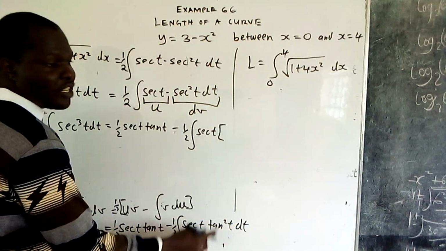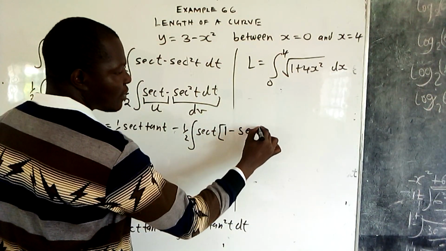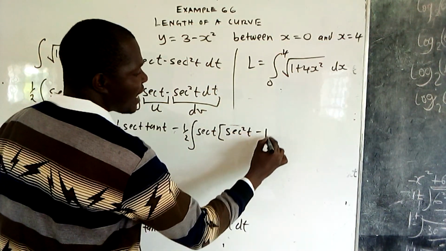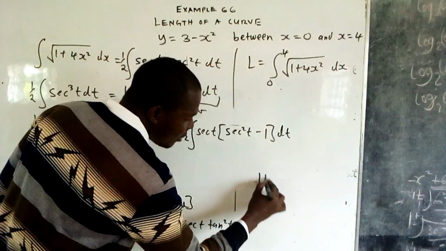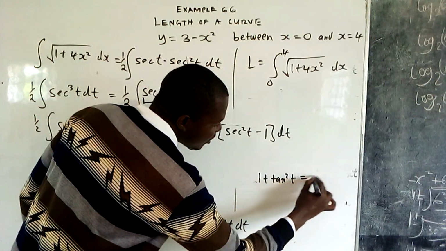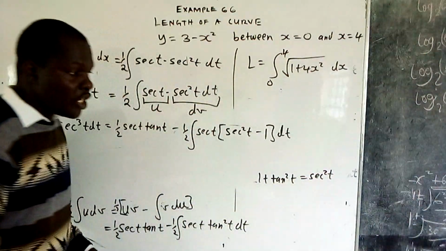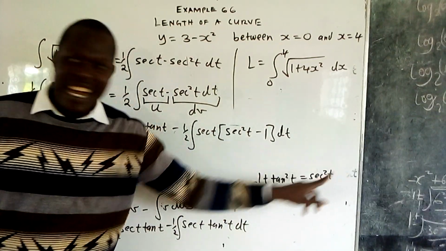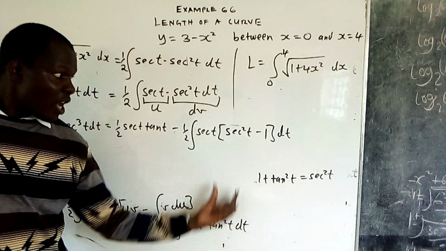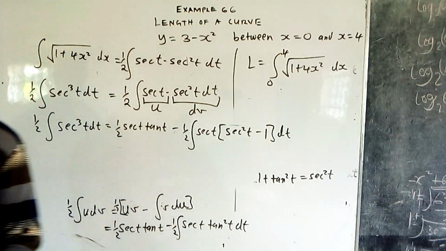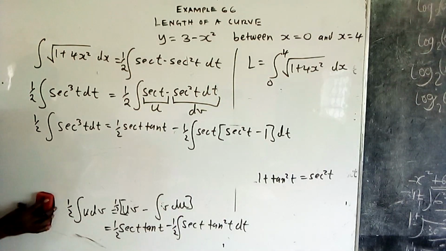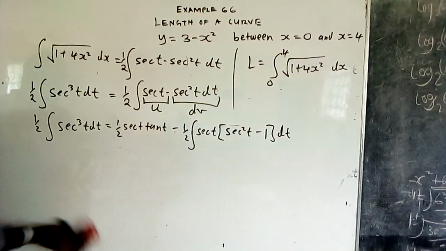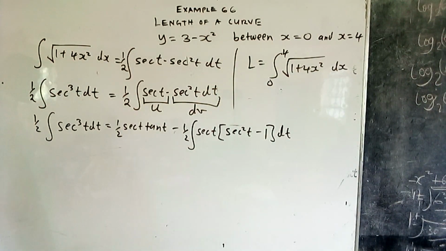But what is tan squared t? See, tan squared t is sec squared t minus 1. Why? Because 1 plus tan squared t is equal to sec squared t. Meaning if you take 1 the other side, you remain with tan squared t to be sec squared t minus 1, isn't it? Yes. So where we have tan squared t, we put sec squared t minus 1.